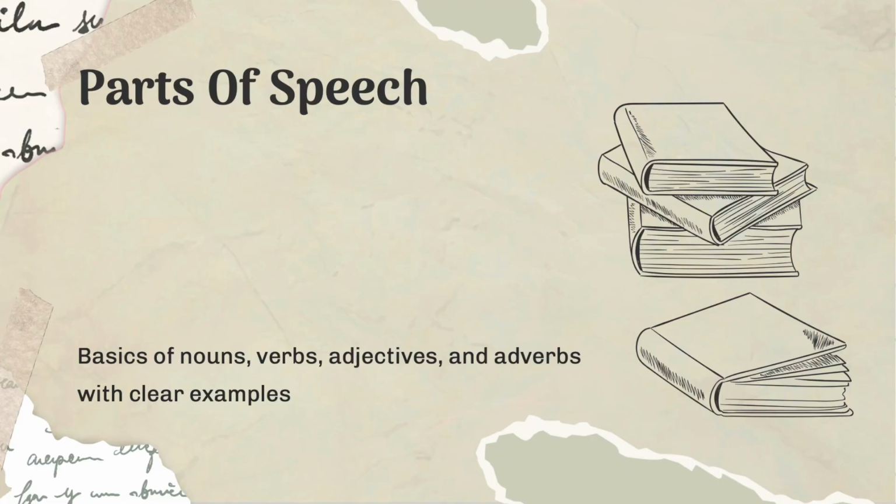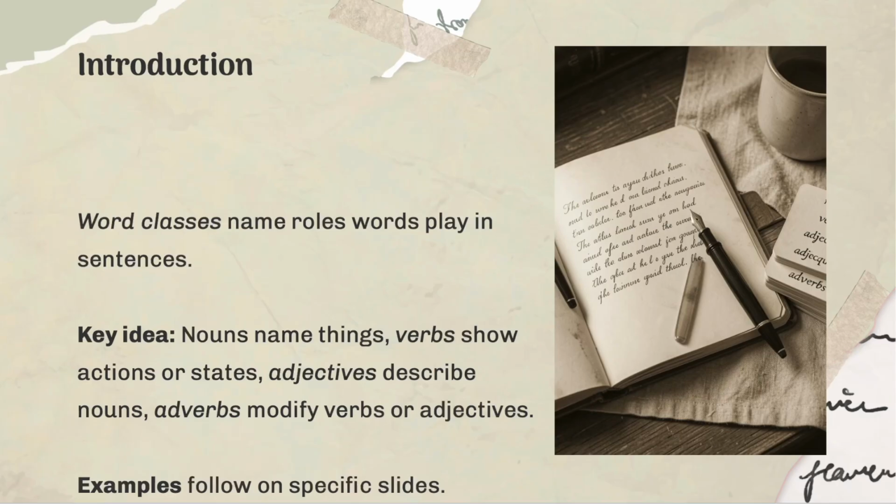Today we will be learning about the parts of speech. Word classes name roles words play in sentences. The key idea is that nouns name things, verbs show actions or states, adjectives describe nouns, and adverbs modify verbs or adjectives.